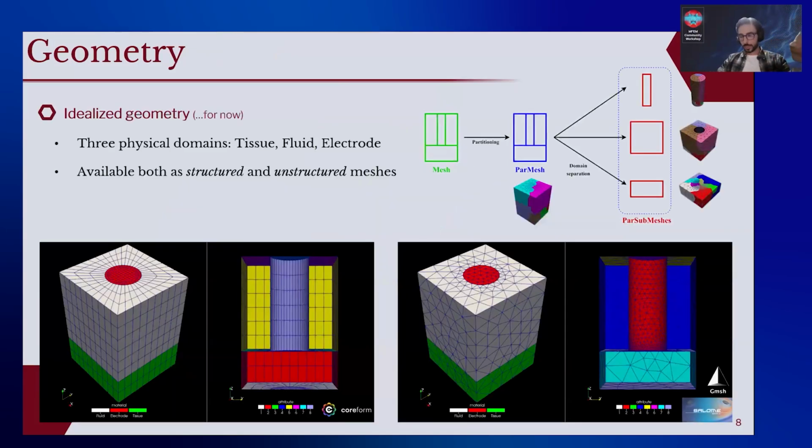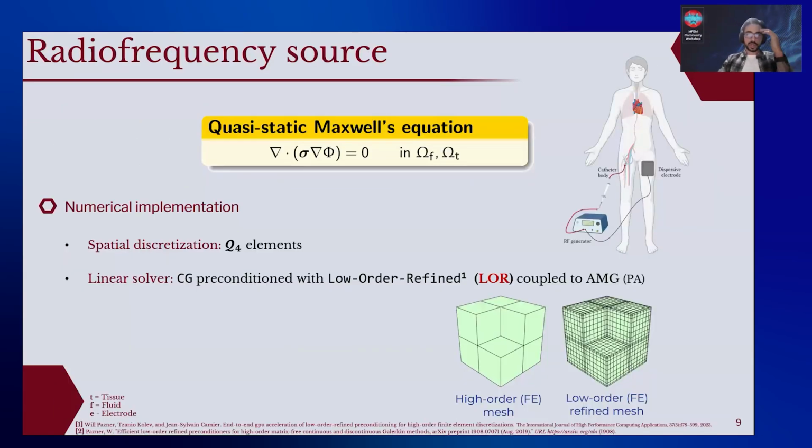This is a proof of concept of our framework. We wanted to stick with a geometry that was simple enough to have more control over, but still resembling our application. So we have a slab of tissue, a cylindrical electrode, surrounded by a fluid domain. For the first block, we have the radiofrequency source.